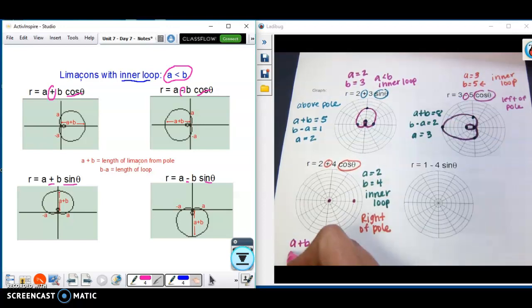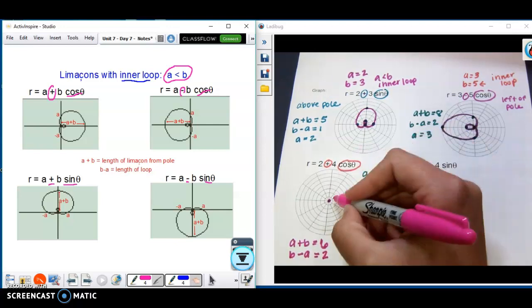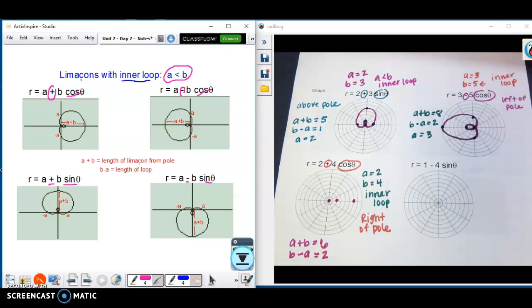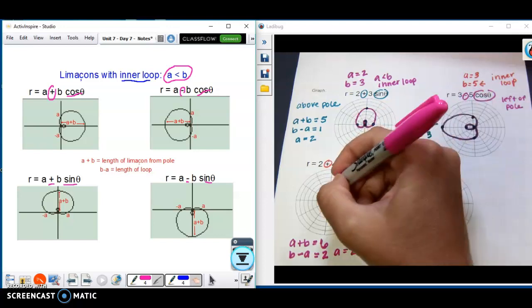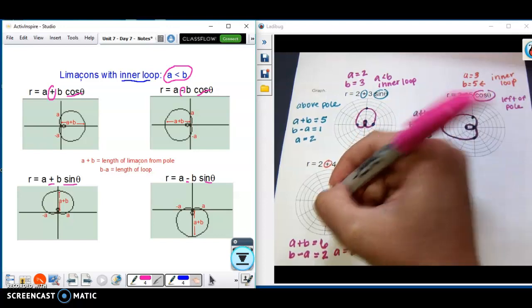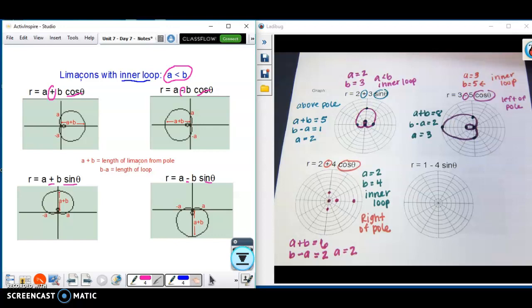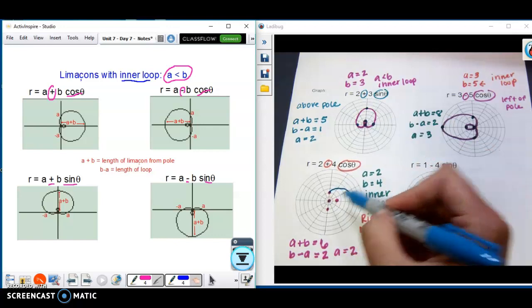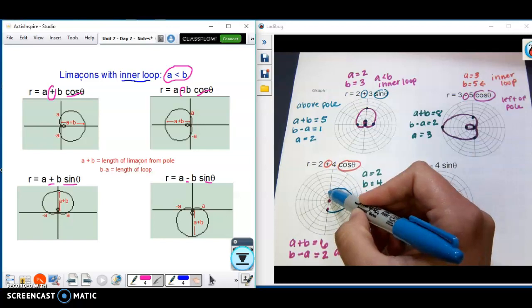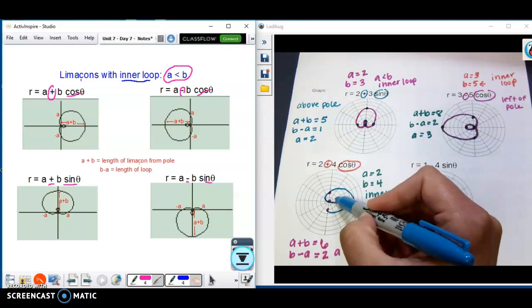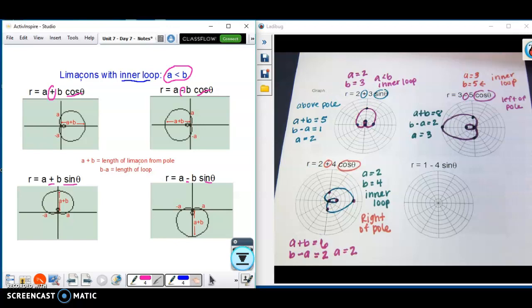To get where our loop goes, we're going to do B minus A, so 4 minus 2 will give us 2. So for our loop, we're going to go right 2 spaces. To figure out how far up and down, we're going to use that A value, which is 2. So up 2 spaces and down 2 spaces. So then we can draw in a circular shape on this side. Then you're going to hit your pole and make your loop. Keeping in mind that it is taking 2 pi radians to trace all of these, because if you notice we've used all 4 quadrants every time you've drawn on these.